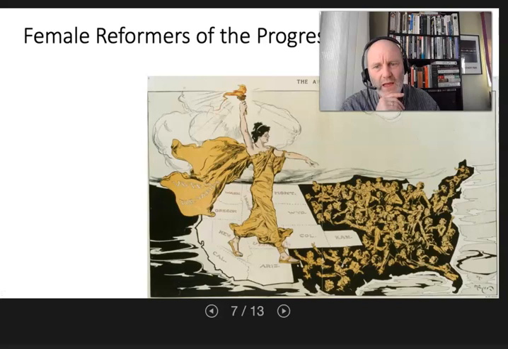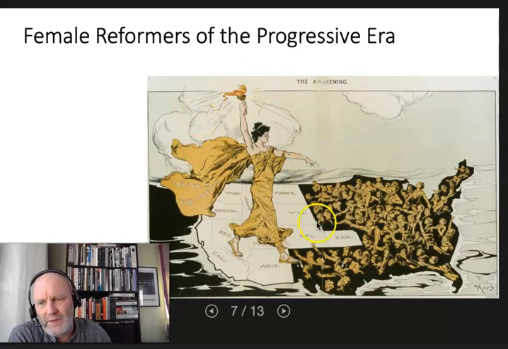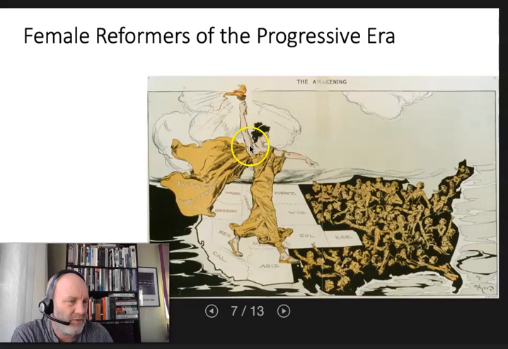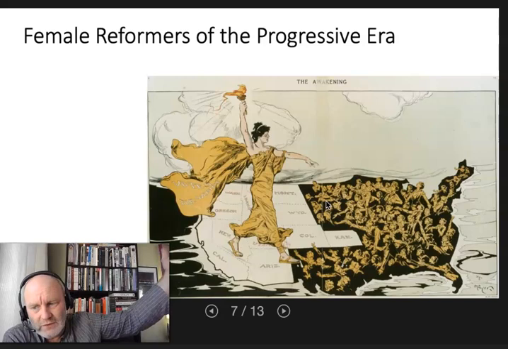Female reformers in the Progressive Era. Here's another famous image I talked about in a couple sections today. There's that woman again, in the toga, right? This is the symbol of Columbia, feminine virtue. And she's standing in the West, because that's where women get the vote first. And you have these teeming masses of women in the East looking to Columbia to awaken their political consciousness.